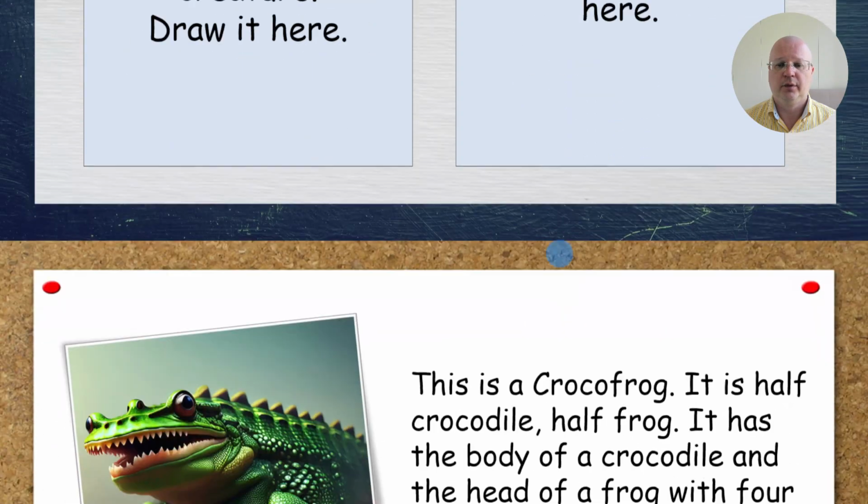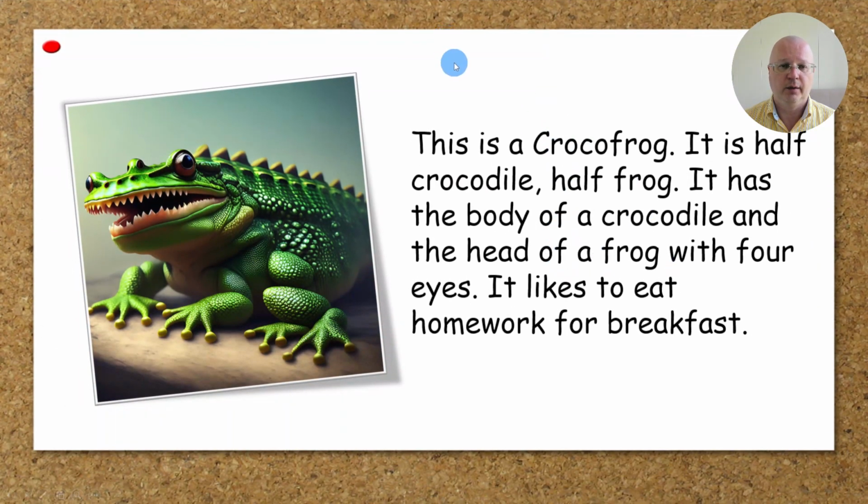So the easiest way you can explain it is to put 2 animals together. In my example, I have a crocofrog. There we go. It is half crocodile, half frog. It has the body of a crocodile and the head of a frog with 4 eyes. It likes to eat homework for breakfast. What do you think? Right?